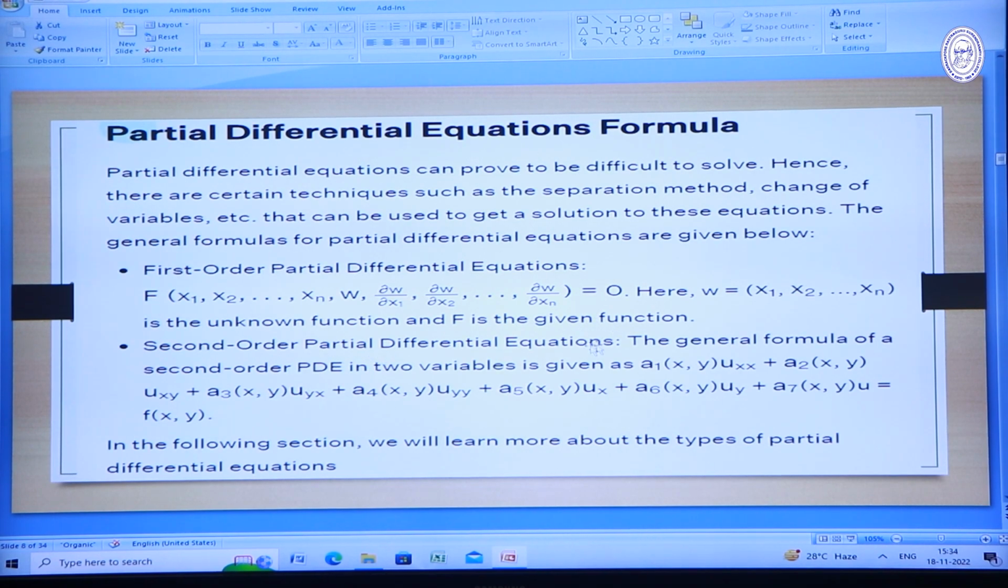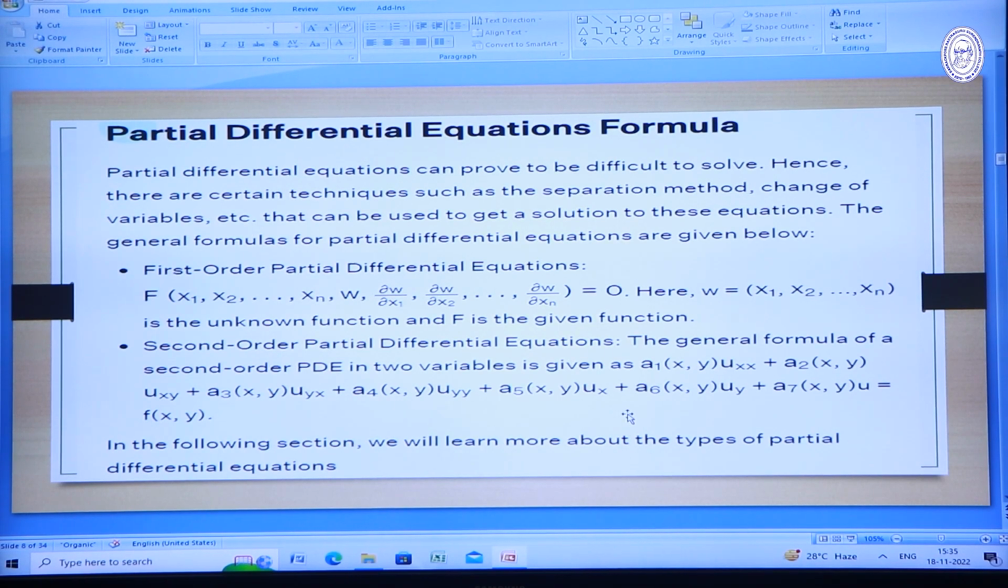Second order partial differential equation. The general formula of second order partial differential equation in two variables is given as a1 of x, y into uxx plus a2 of x, y into uxy plus a3 of x, y into uyx plus a4 of x, y into uyy plus a5 of x, y into ux plus a6 of x, y into uy plus a7 of x, y into u equal to f of x, y.